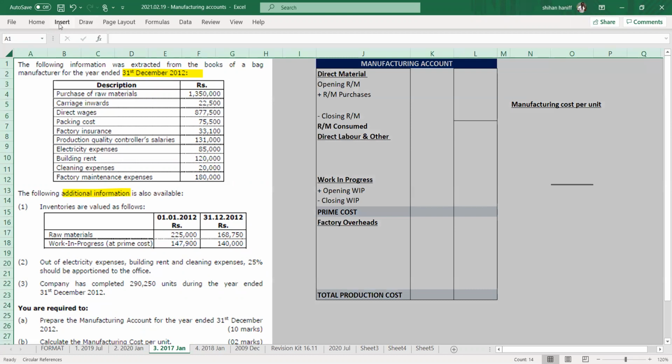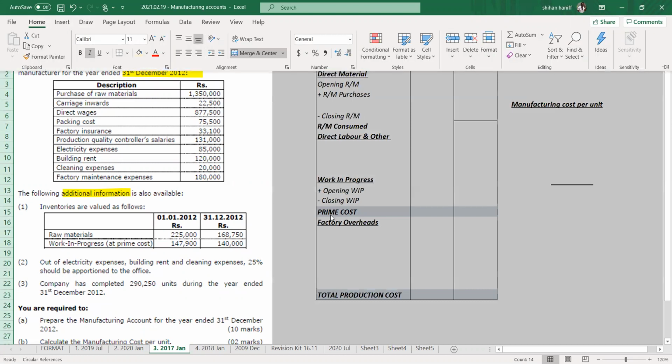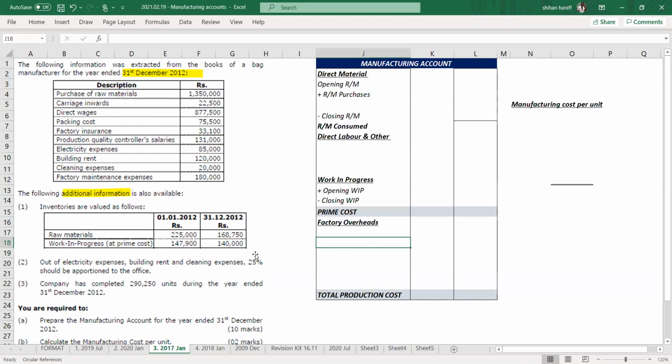Do this. Raw material, work in progress at prime cost. Company completed 290,250 units. Tell me how much is the total production cost?